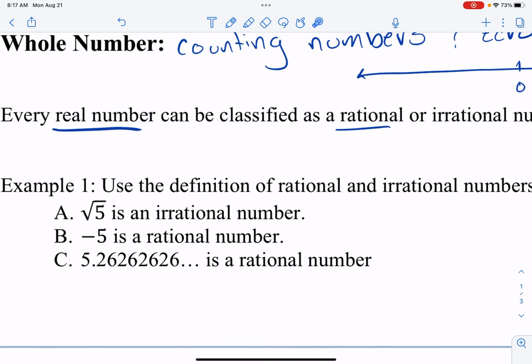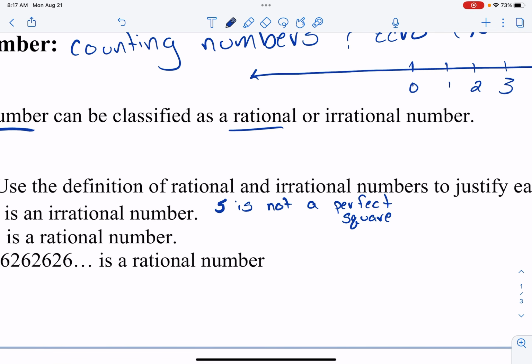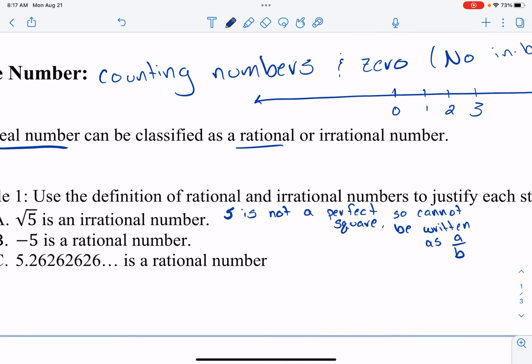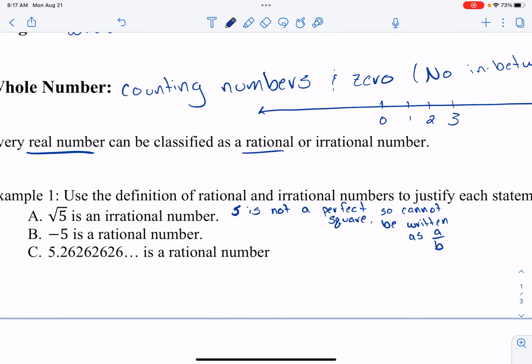So here we're saying the square root of 5 is an irrational number, since 5 is not a perfect square, meaning I can't get to it by multiplying a number by itself. So it's not a perfect square, so it cannot be written as a over b. Hence, that's what makes it irrational.